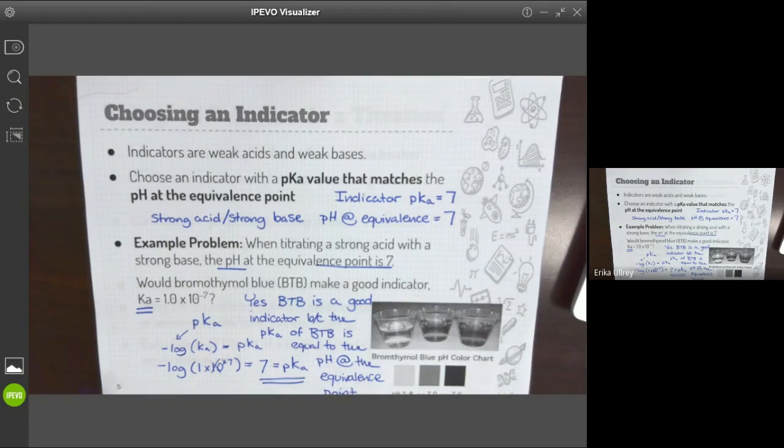This is quite often part of a free response or a single multiple choice where they'll say, okay, here, look at the graph. What's the pH at the equivalence point? Which of these following indicators would be good indicators? And they would give you the pKa of each, and you'd have to choose. Okay. So that's choosing indicators.